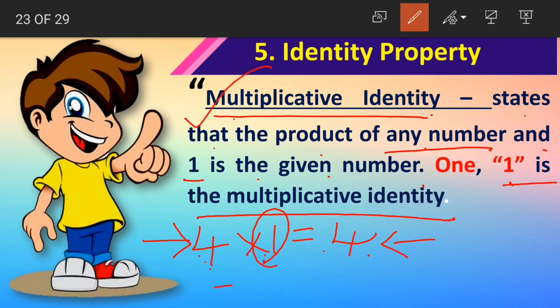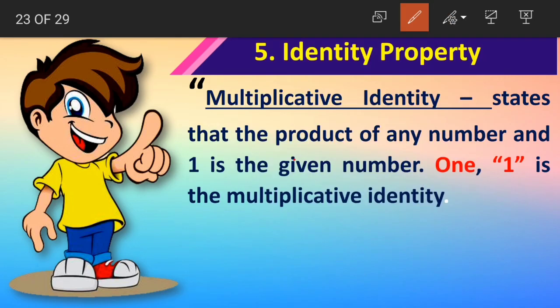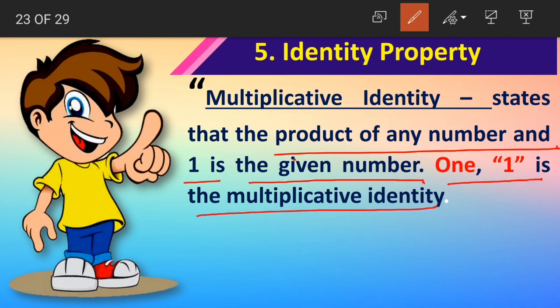Let us try it with a negative integer. Minus 4 into 1 is equal to what? Again, both signs are different, so the answer will be negative. Coming to the absolute values, 4 ones are 4. Clear? I gave minus 4 and I got minus 4. The identity is not changed because I used 1 to multiply the number. As the identity of the number is not changed when multiplied with 1, 1 is the multiplicative identity. Is this clear, class? Product of any number and 1 is the given number only. So 1 is the multiplicative identity.